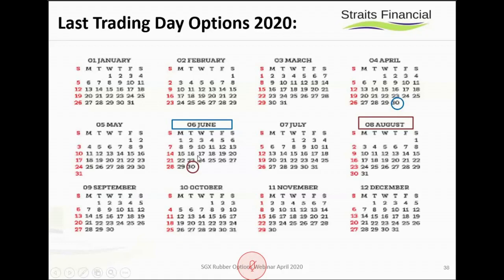So again, let's have an exercise here. If you're trading the August option, when is the last trading day for the options? It is 2 months before, the 30th of June. Let's do one more exercise. What if you are trading the November options contract? The last trading day will be the 30th of September, although for the November futures contract, it is the 30th of October.